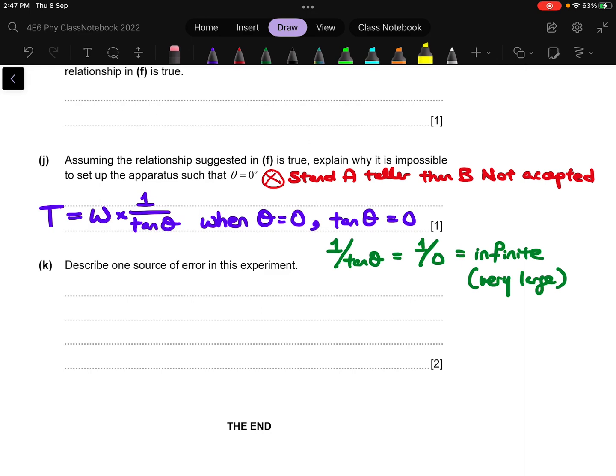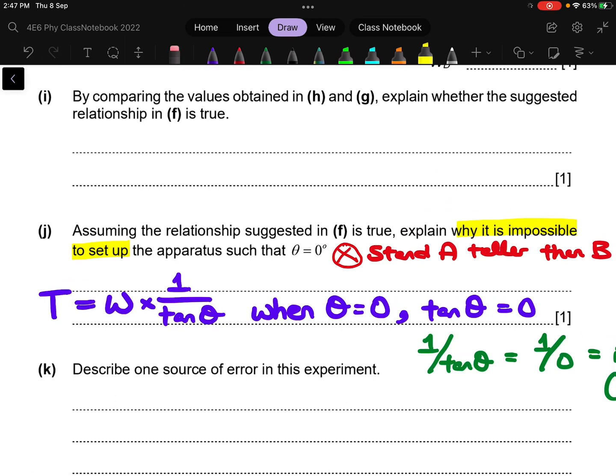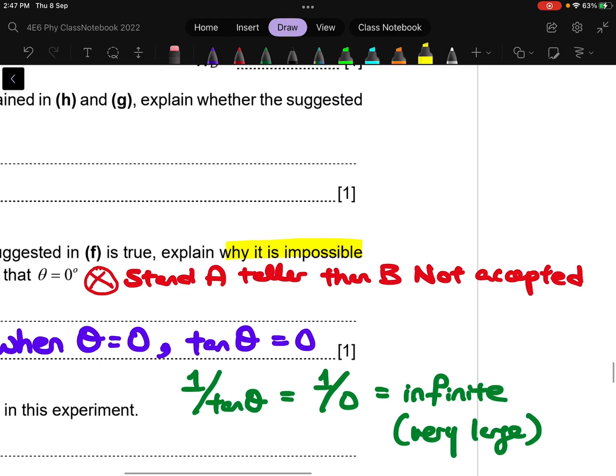Okay, maybe J, I will spend some time talking about J. In J, it is important that you realize that the question is asking you why it is impossible to set up. So we are not asking you in a mathematical way why you cannot get 1 divided by 0. We are asking you what it means by having 1 divided by 0 in our practical context. It is not a math question.